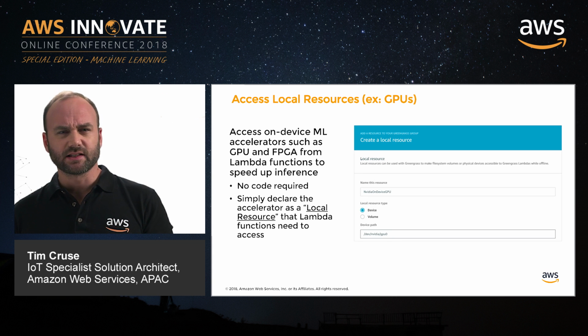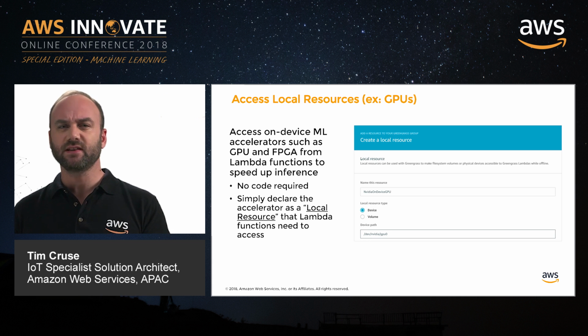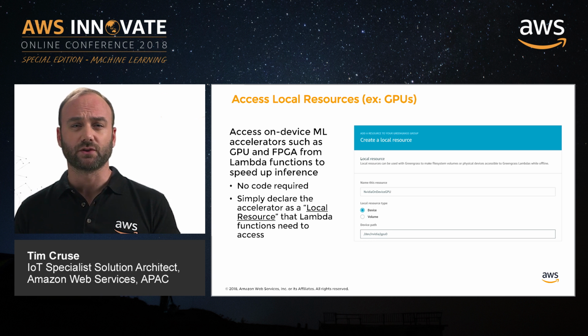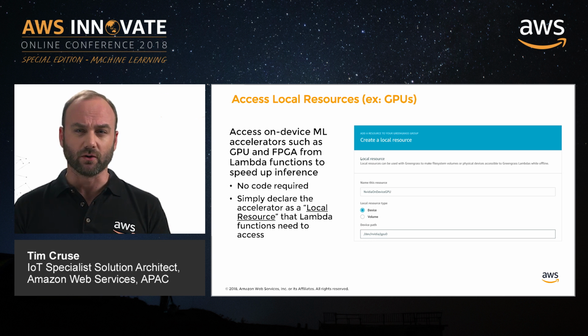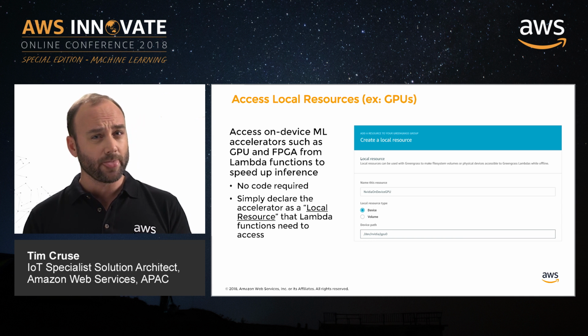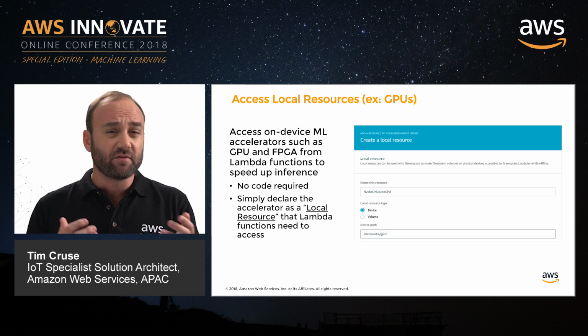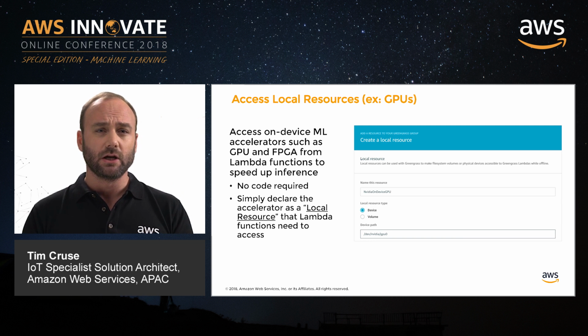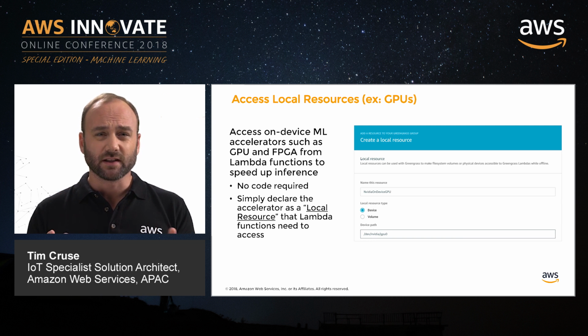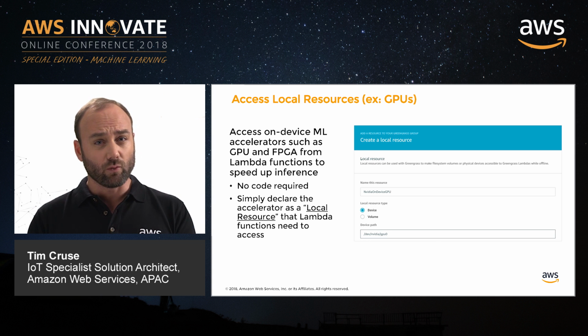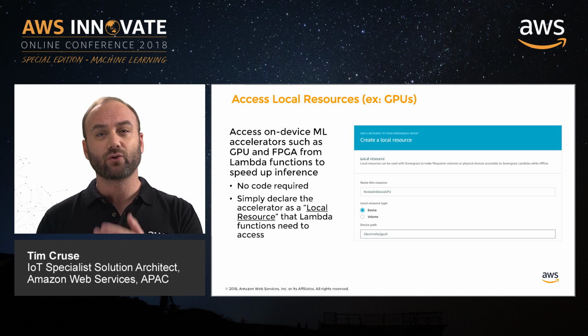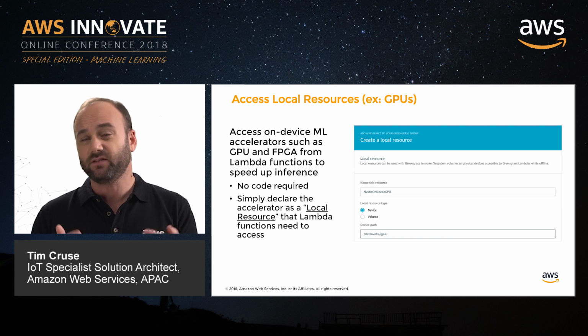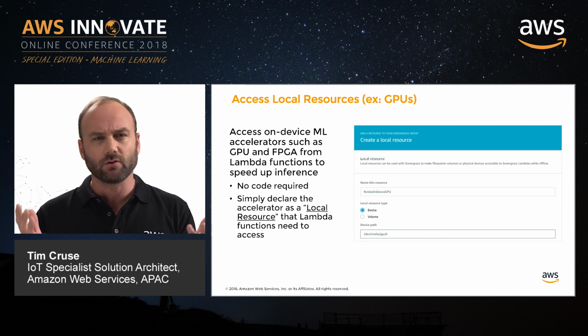If you need hardware access for your calculations, you can access local hardware accelerators or specific hardware of your choosing. You specify the local resources your Lambda functions and models may require. For example, accessing a GPU or FPGA to speed up the inference. No specific code is required. This is set up within the Greengrass configuration. In this example, we're using an NVIDIA GPU by creating a local resource on /dev/NVIDIA/GPU0.